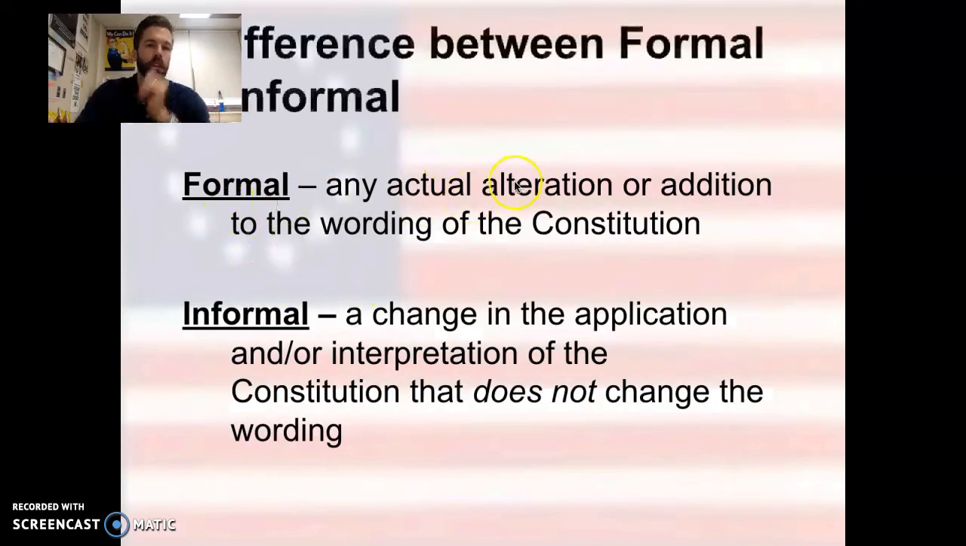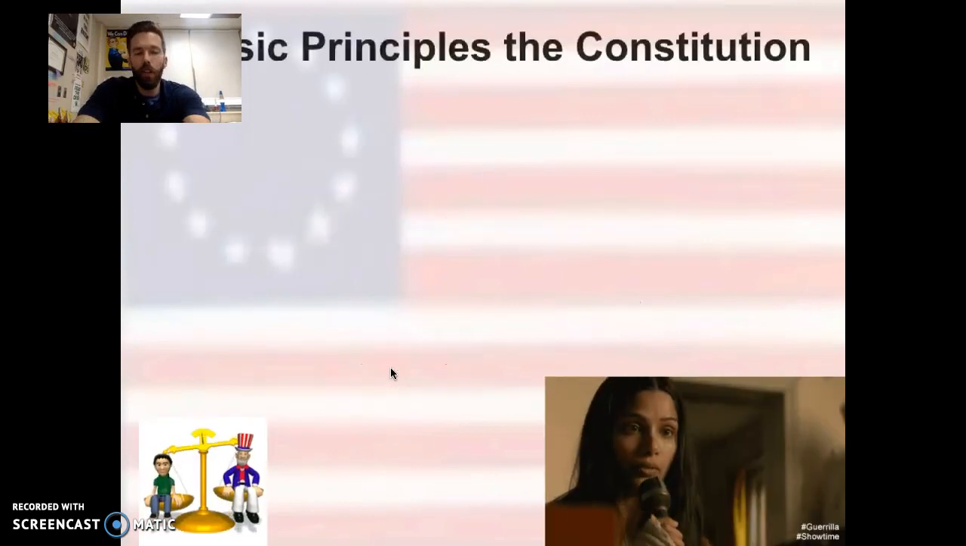So formal amendments are going to be actually changing the words. Informal, okay? This is just done on a day-to-day basis. Informal amendments do not change the wording. It changes how they are interpreted or how they're applied. So there's a question, it says, have we had more informal or formal amendments? Informal by thousands. I mean, this is done thousands and thousands of times. Formally, it's only been done 27 times. But how the Constitution is interpreted happens every day, depending on who's in power, how they're reading, interpreting, the judges and the justice system. Okay, so that's the basic outline of the Constitution.